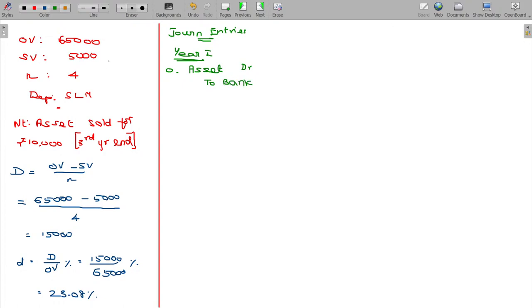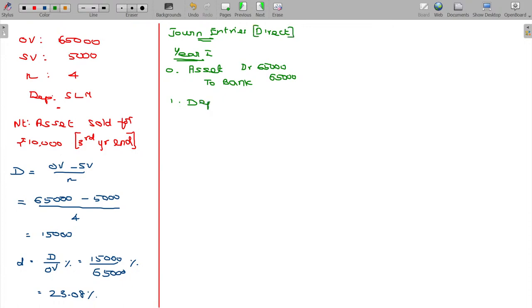The value of the asset being 65,000. Okay. By the first year end, we are going to depreciate the asset. Depreciation entry. Asset value reduce agumbodhu, so you are going to reduce the asset's value by crediting the asset account. Directly adjusted. Okay.